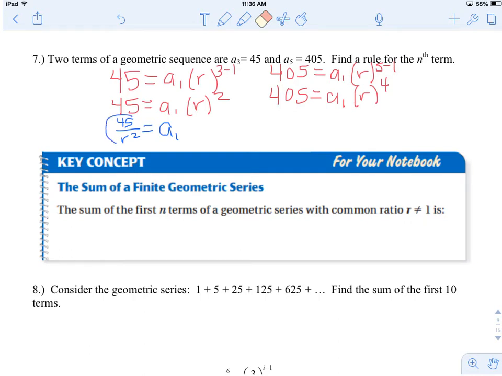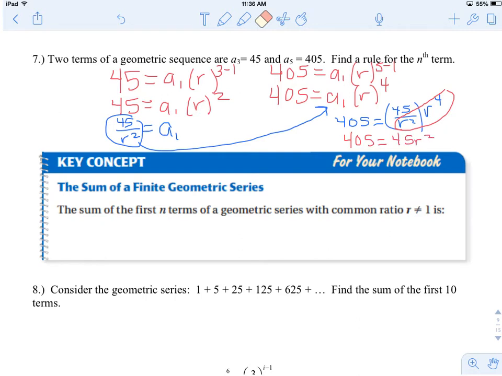So now I'm going to take this and substitute it in place of a sub 1 over here. So that 405 will equal 45 divided by r squared times r to the 4th. Well, this, r to the 4th divided by r squared, is really just r squared. So now I can divide both sides by 45 and see that r squared must equal 9. So therefore r must be 3.